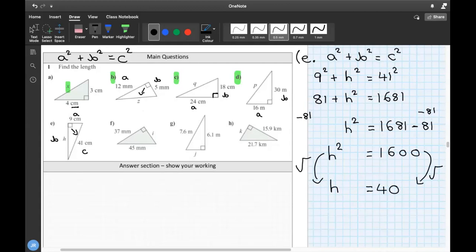4 times 4 gives you 16. Add your 2 zeros on at the end, and you get 1600. My units this time, sorry, this was question E that we're doing now. My units this time were centimetres. So h here was equal to 40 centimetres.